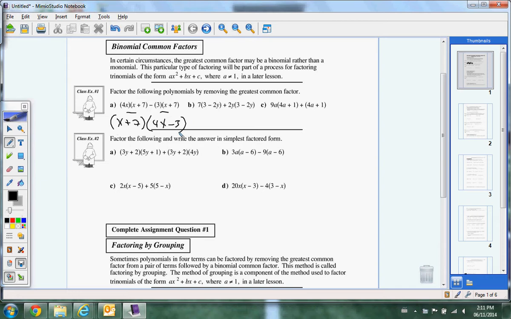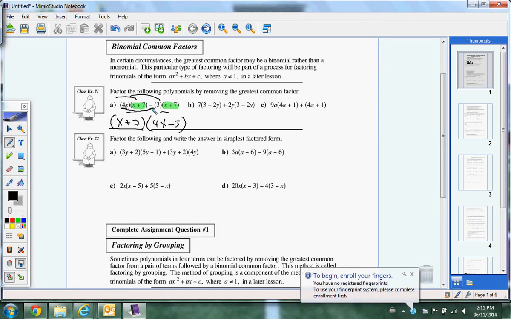Let me say it one more time. They both have an X plus 7 here. So let's get the X plus 7s. We pull those out to here, and we push the 4x and the minus 3 together. Any questions with that?